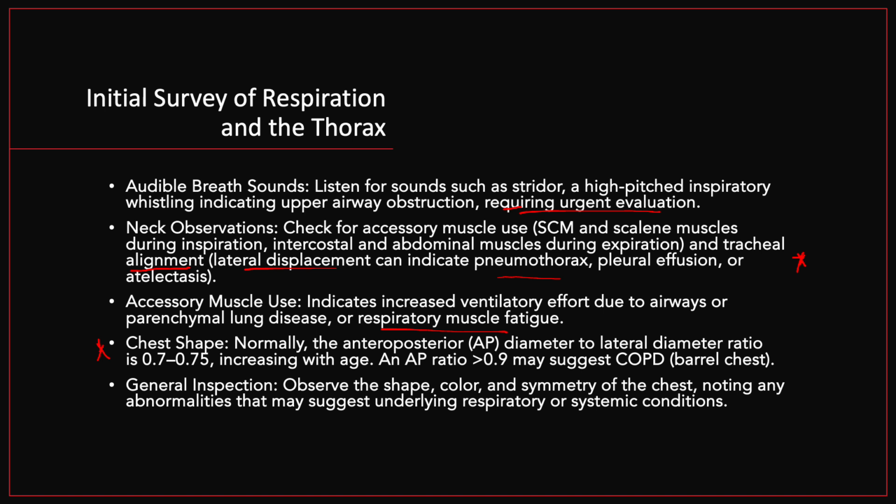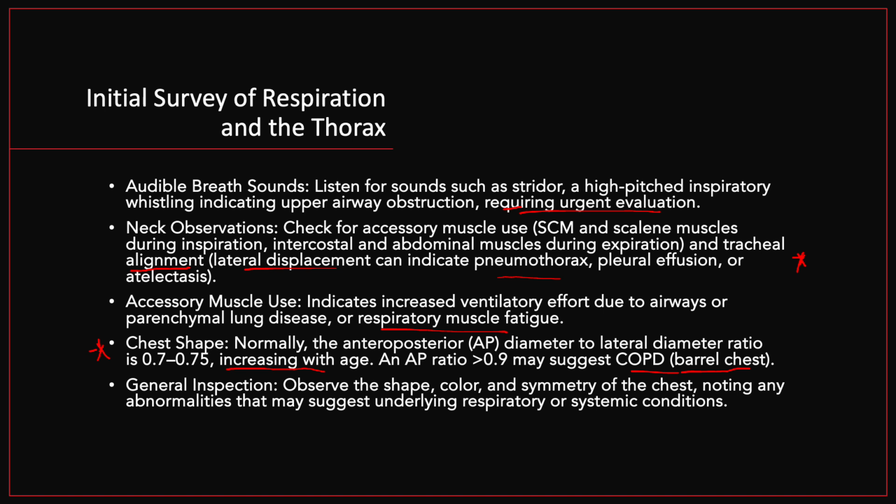All right, another good one, chest shape. Okay, normally the AP diameter to lateral diameter ratio is going to be 0.7 to 0.75, increasing with age. An AP ratio of greater than 0.9 may suggest COPD. It's that barrel chest that we see. When you see that and the patient says they don't see a pulmonologist, but they have chronic bronchitis, they always have a cough, they don't use inhalers, but they smoke a pack or more a day, and have for years and years and years. They're short of breath, they have pursed lips, clubbed fingers, all these things, they have COPD. It's just not diagnosed.